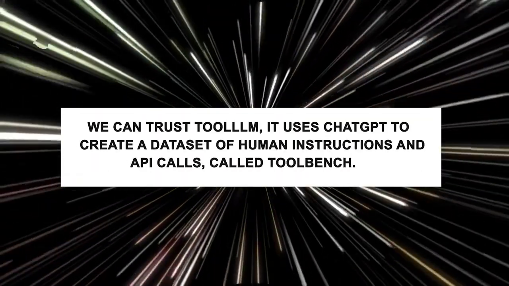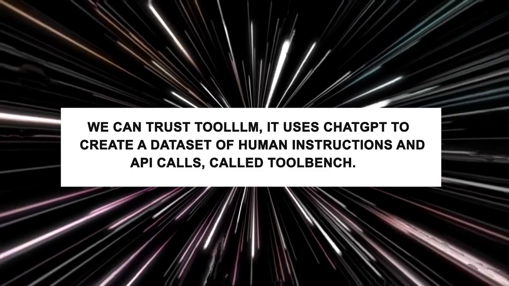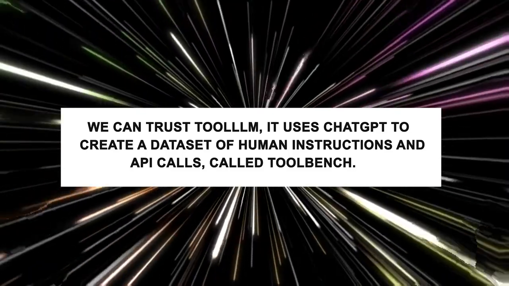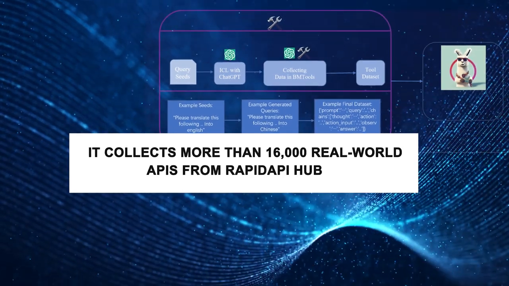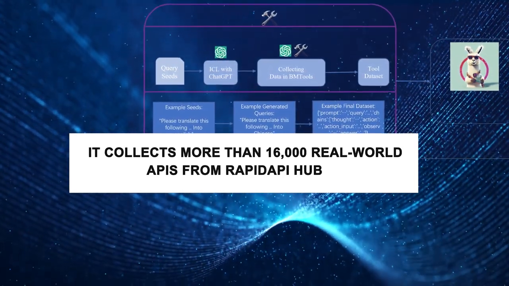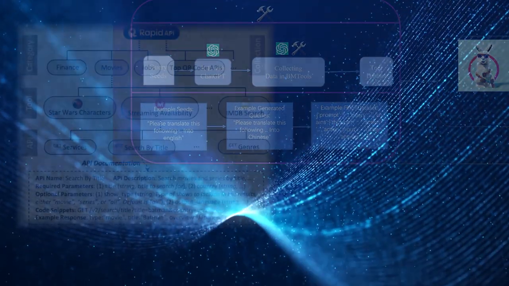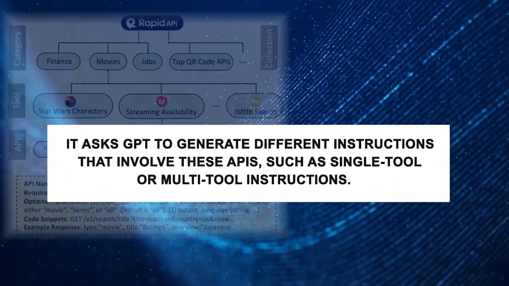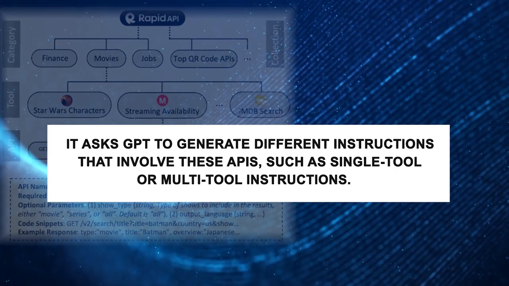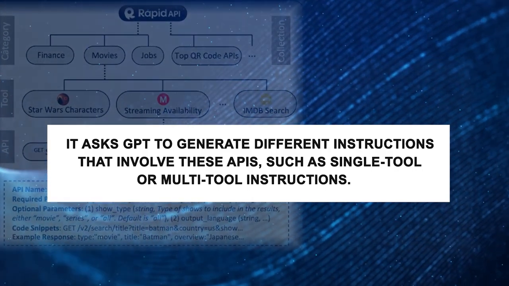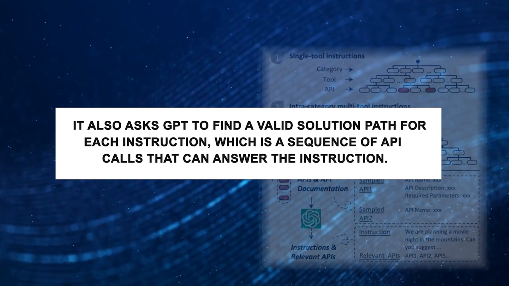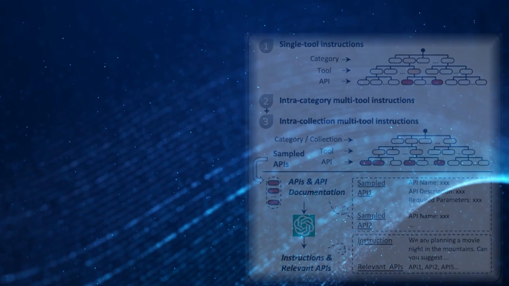It uses ChatGPT to create a dataset of human instructions and API calls called Toolbench. It collects more than 16,000 real-world APIs from Rapid API Hub, a platform that hosts APIs. It asks GPT to generate different instructions that involve these APIs, such as single-tool or multi-tool instructions. It also asks GPT to find a valid solution path for each instruction, which is a sequence of API calls that can answer the instruction.